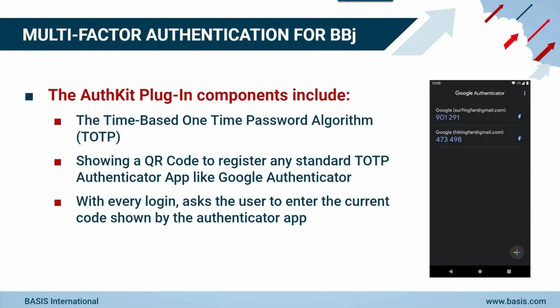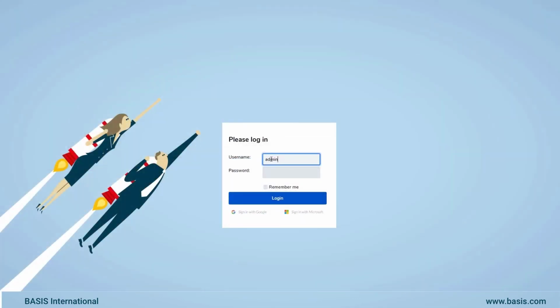The AuthKit plugin adds another feature that is independent from third-party providers: time-based tokens for use with common authenticator apps that you can install on your phone or tablet. To initialize the authentication, you scan a QR code. The app will show a time-based token that the user will enter during the login process. Let's look how it works in detail.